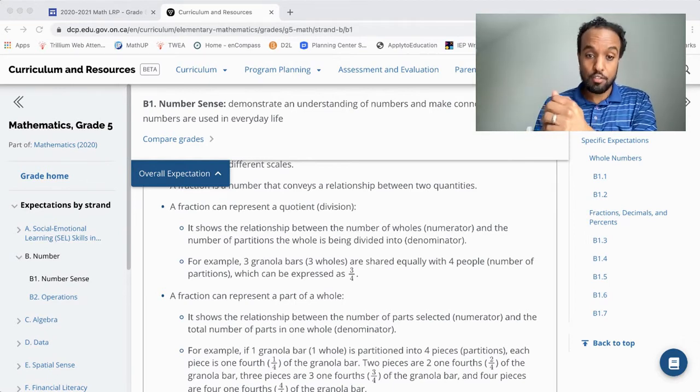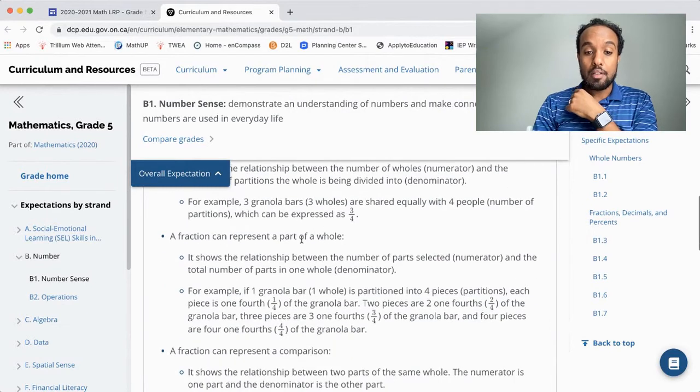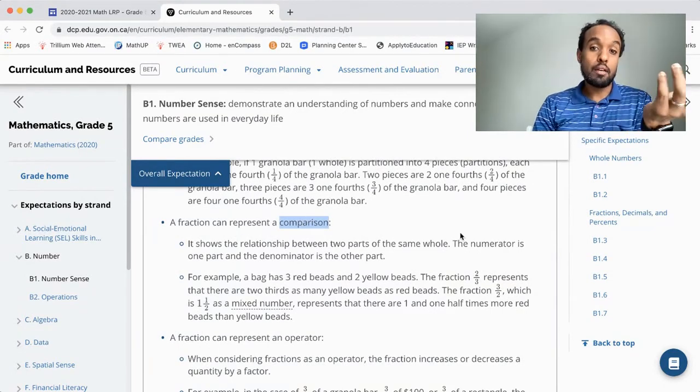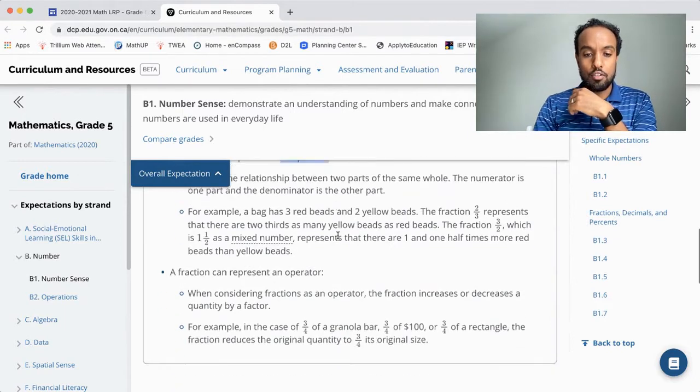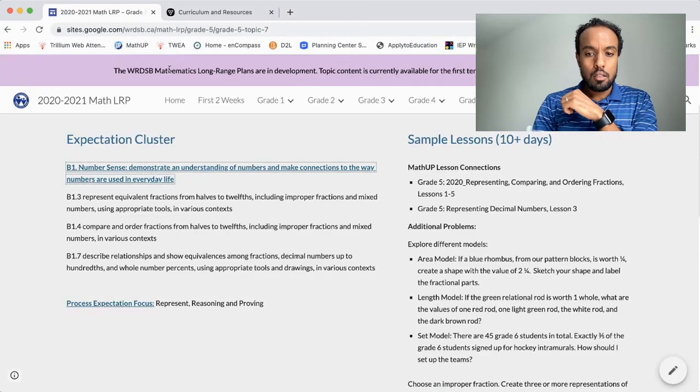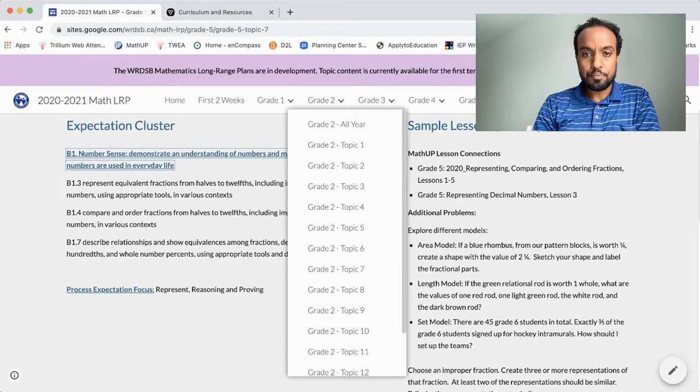A fraction can be represented as a quotient, as we see here. It can be represented as a part of a whole. It can be represented as a comparison, which we have called part to part, that relationship, and it can be represented as an operator. So let's jump back to the LRP site here and explore what's available for us under topic 7.